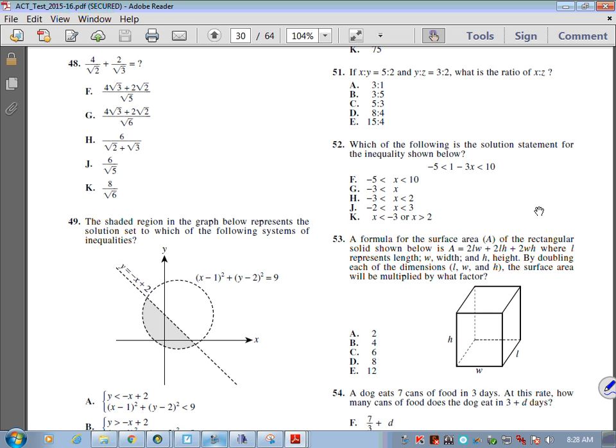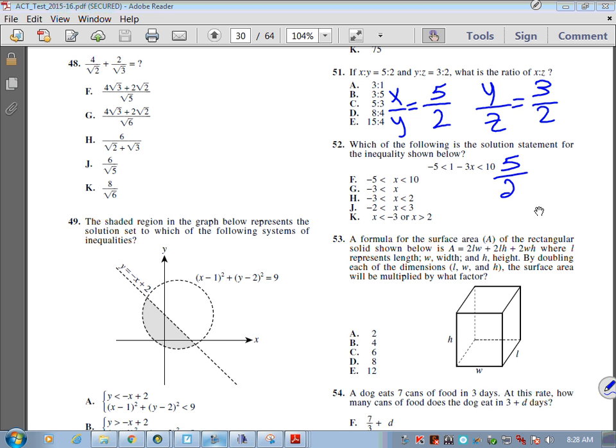If x to y is 5 to 2, so x over y equals 5 over 2, and y over z equals 3 over 2, what is the ratio of x to z? The way that it appears in here is you actually just take 5 halves times 3 halves, and it's going to give you 15 fourths.